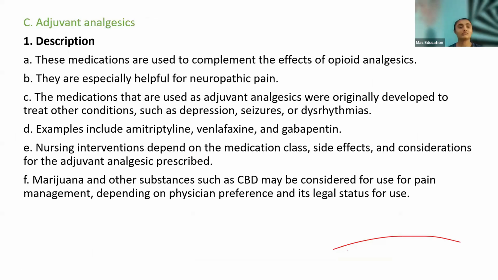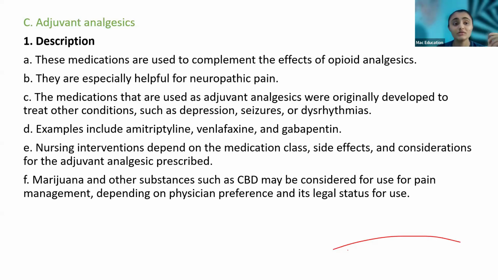Okay, so let's complete this topic also. Next is adjuvant analgesics. What is this, adjuvant analgesics? What does the word adjuvant mean? Adjuvant means adjacent, along with it. Adjuvant analgesics are types of analgesics which can be given with opioid analgesics to increase the effect of opioid analgesics.